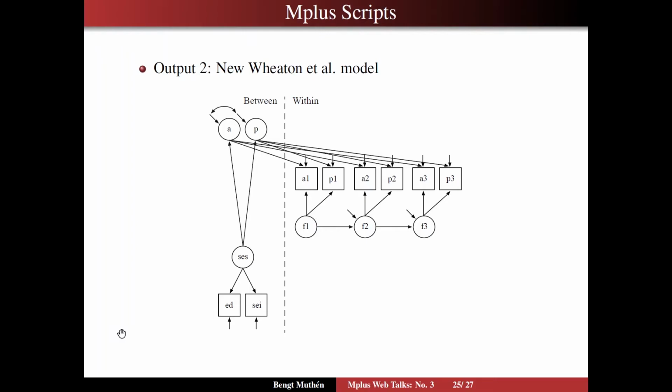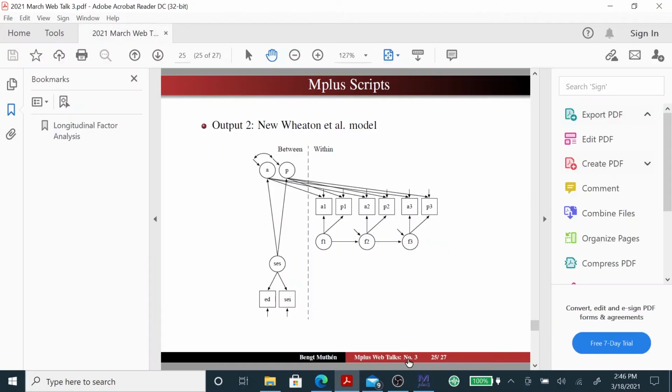And then we turn to output number 2, which is for the new model on slide 25. We show it again, and just to remind you, it is a standard SEM model in the sense that it's single level. I've just drawn it in a way to emphasize that we have a between part that shows variation across individuals, and a within part that shows variation across time. So let's see how we set that up in Mplus.